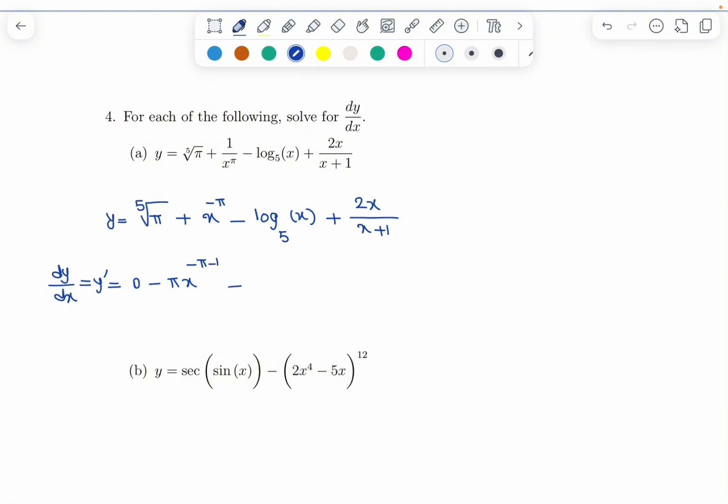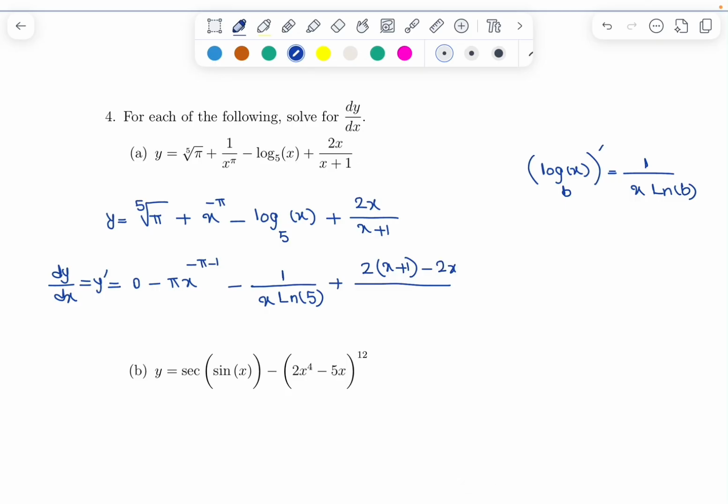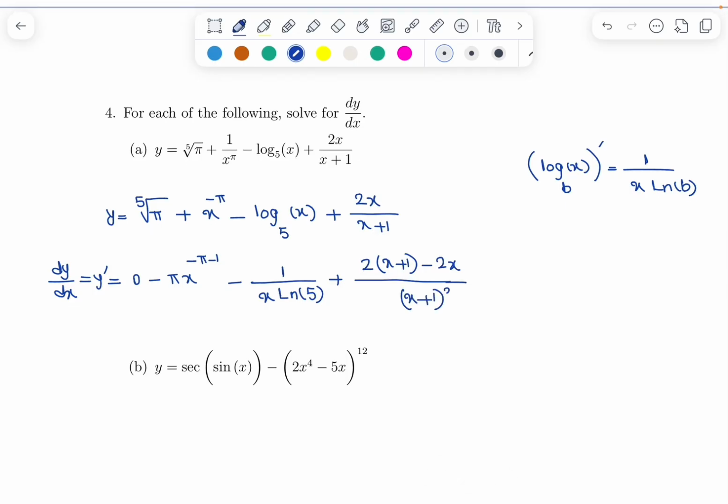So, to find the derivative of log of x with base 5, you must use the derivative of the logarithm function. In general, you learned the derivative of log of x with base b would be 1 divided by x ln of b. So in this case, the derivative of log of x with base 5 would be 1 divided by x times ln of 5. Plus the derivative of 2x divided by x plus 1, by using the quotient rule, would be the derivative of the top, the derivative of 2x is 2, times the bottom, minus the derivative of the bottom, the derivative of x plus 1 is 1, times the top, 2x, divided by the bottom squared.